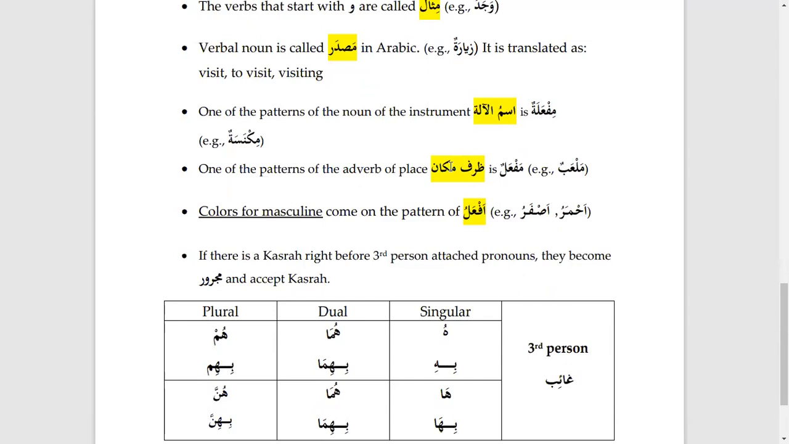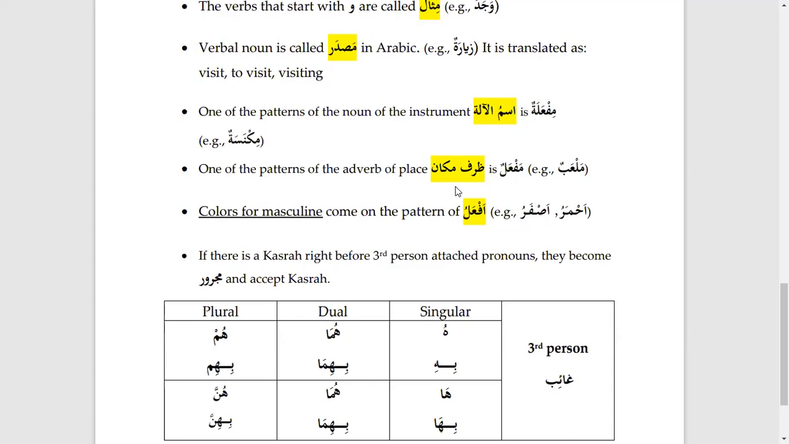And when we talk about adverb of place, one of the patterns is maf'alun. For example, in this lesson, we have learned the word mal'abun. Basically the verb was la'iba, so from la'iba, it is mal'ab. Based on this pattern, if I say dakhala, what will be the dharf makan, or adverb of place, for dakhala? Madkhal, yeah, madkhalun, okay. Kharaja, makhraj, the place to exit, right? And dhahaba, madhab, yeah, madhabun.